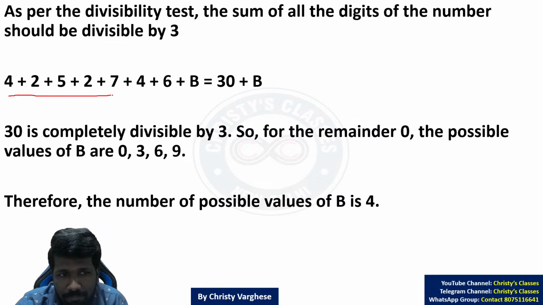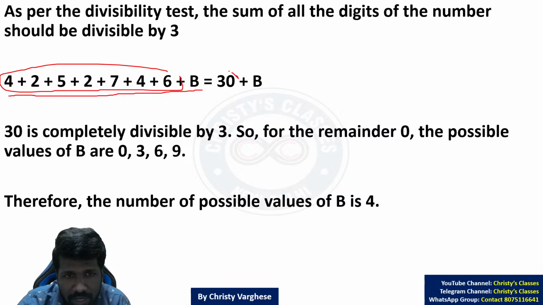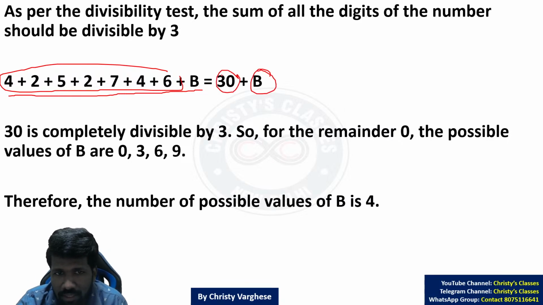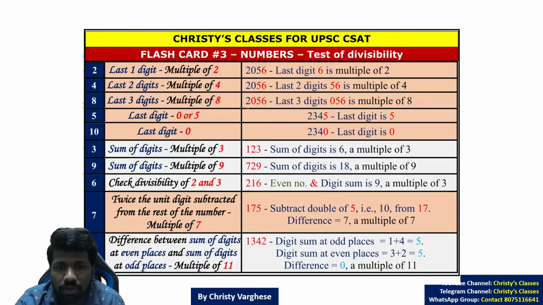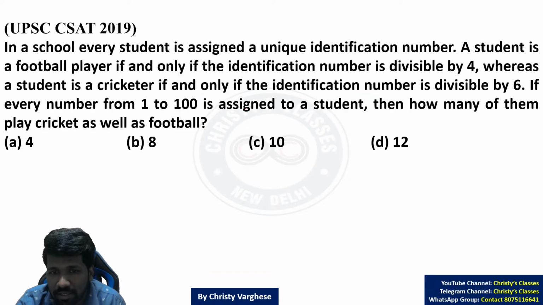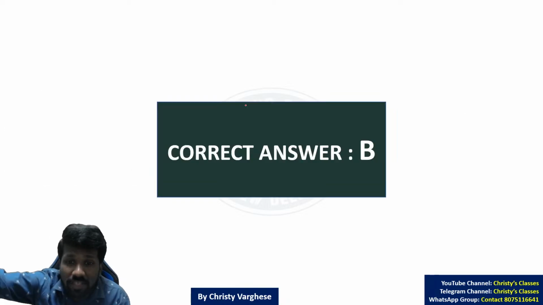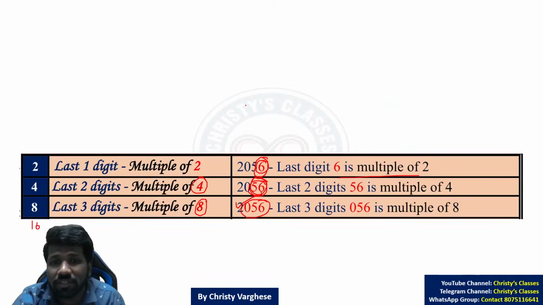4 plus 2 plus 5 plus 2 plus 7 plus 4 plus 6 plus B. Adding all these natural numbers, you will get 30. 30 plus B should be a multiple of 3. 30 is a multiple of 3. I just told you that theorem now. If two numbers are divisible, the sum is also divisible. So for the sum to be divisible, both should be divisible.